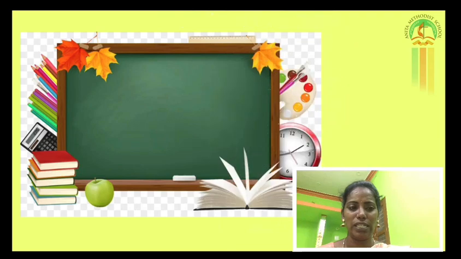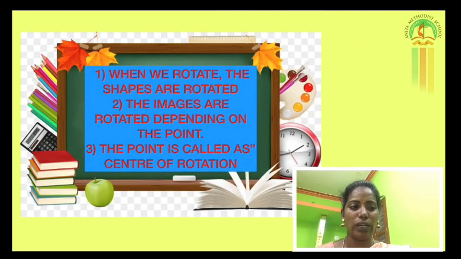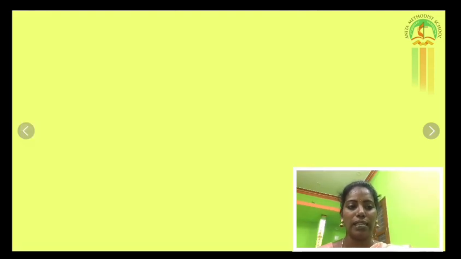Children, we are going to see what a rotation is. Children, look here. When we rotate, the shapes are rotated. The images are rotated depending on the point. There is a point. The point is called the center of rotation, the midpoint.